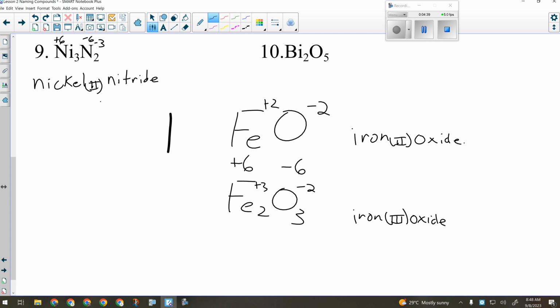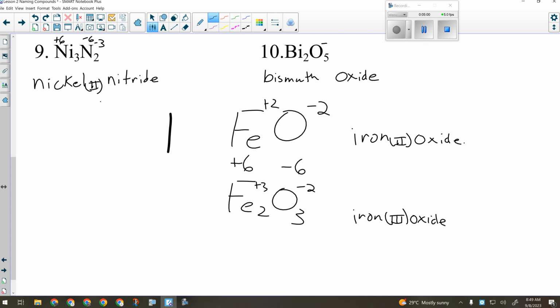Then we've got bismuth and oxygen. We go through our usual naming rules: we name the metal first, we name the non-metal second, and make it end in "ide." I'm going to need a Roman numeral because bismuth can be a 3 or a 5.